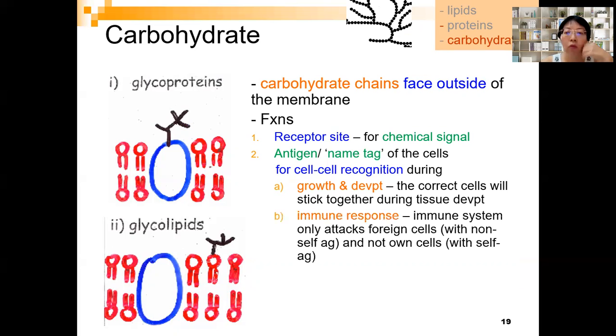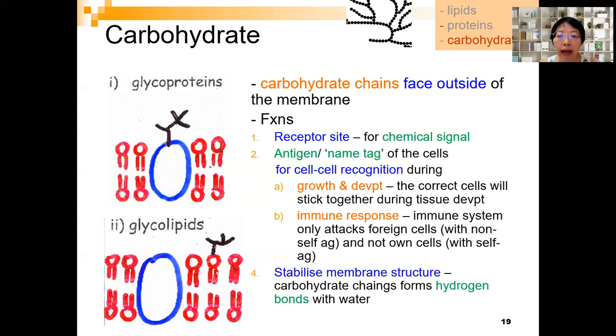Immune response is also very important because we want our immune system to only attack foreign cells. Foreign cells have their own antigen, which is called non-self antigen. Our own cells also have their own antigen, the name tag, which is called self-antigen. So we recognize that this cell is a foreign cell by looking at its non-self antigen. Then we attack them because they're not our kind. They're foreign.